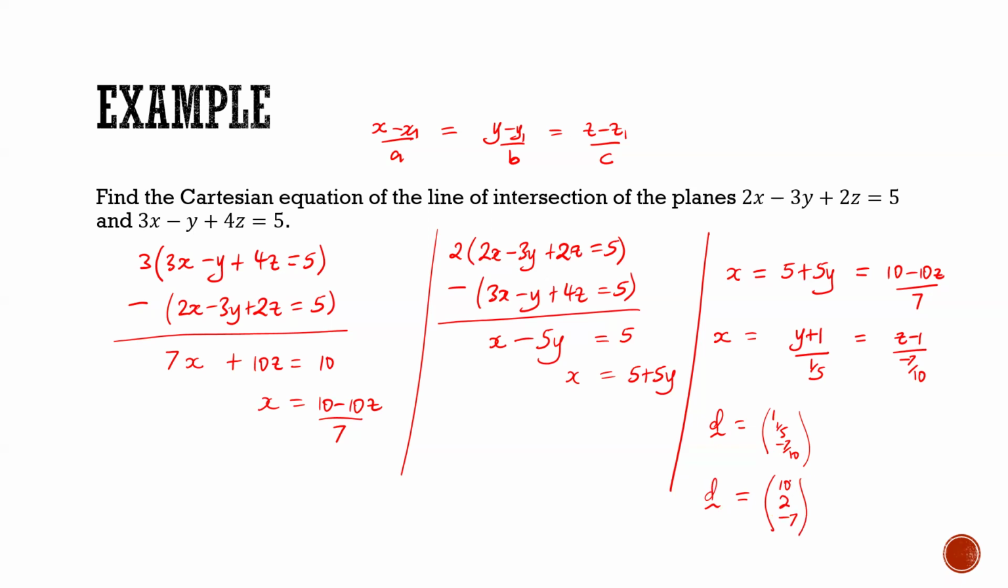Realize that when you find the dot product of this direction and any of the normals of these two planes, you get 0, which indeed shows us that this line lies on both the planes because it's perpendicular to both their normals. That's how you get the Cartesian equation of the line of intersection of two planes.